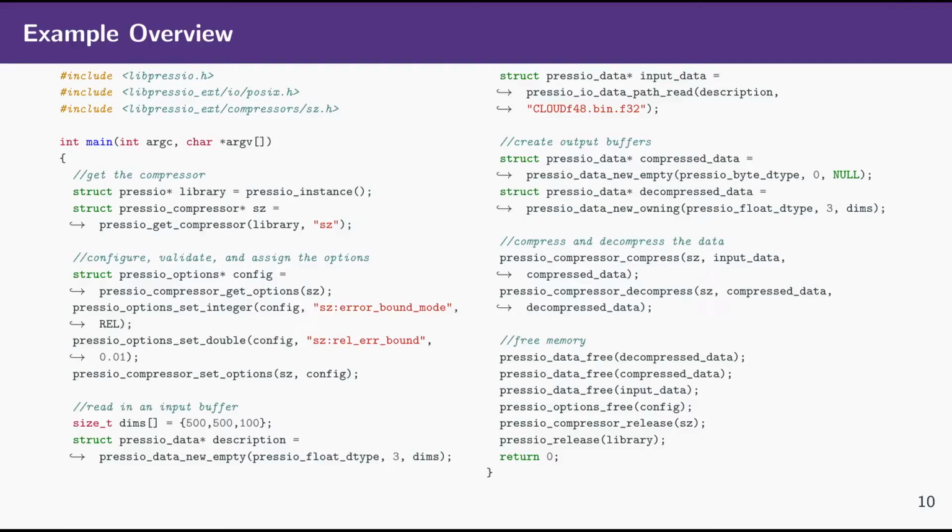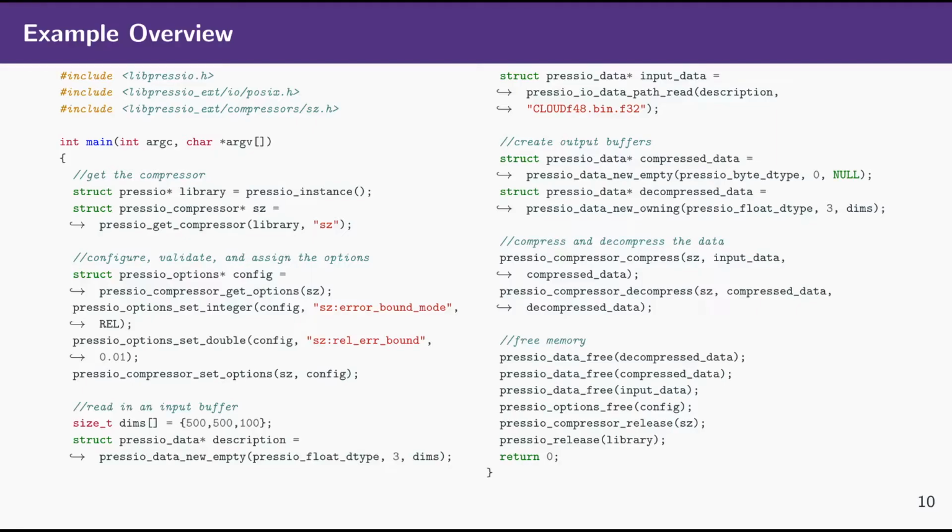So now I want to go back to that one slide with a lot of code on it and walk through at a high level what this code is doing. The first thing that we see is we include some files, standard C kind of stuff. Then we're going to get an instance of the compressor. We're going to configure, validate, and assign the options. We're going to read in an input buffer, create some output buffers, compress and decompress the data, and then free the memory. That's a pretty straightforward process.